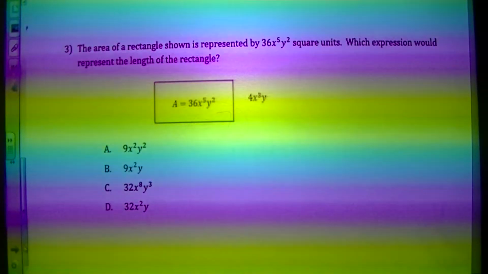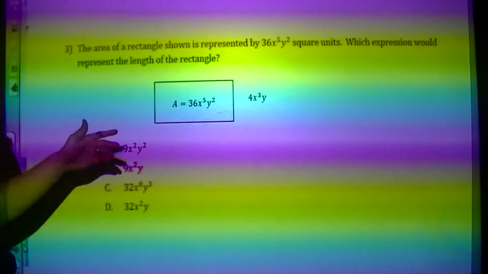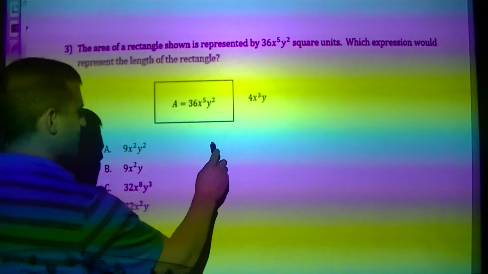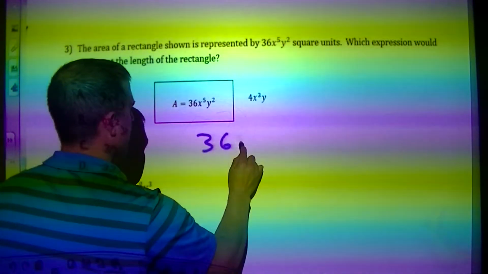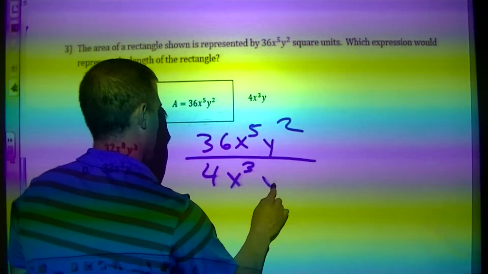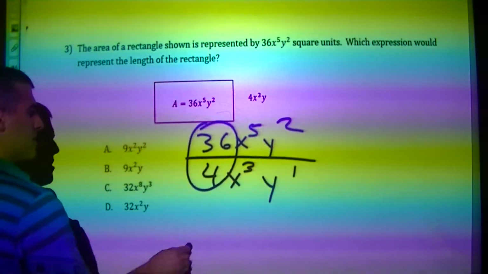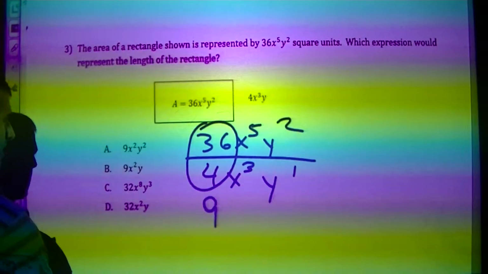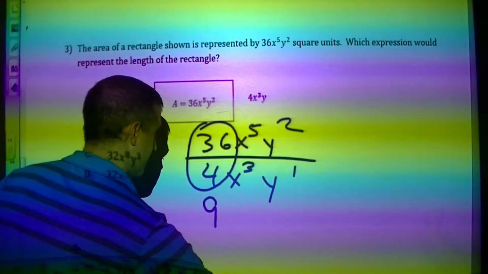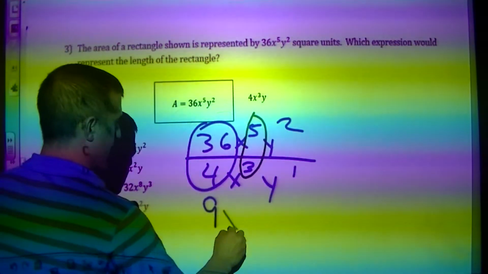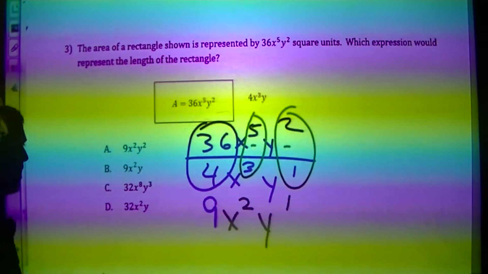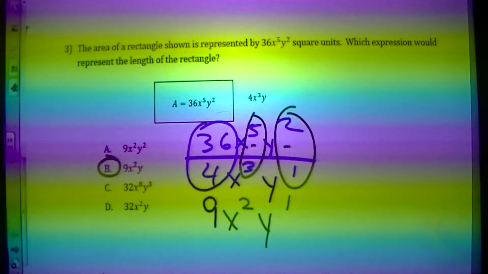The area of the rectangle is shown. What would represent the length? So what you're going to do here is very much like the boxes that we've had before. So you're going to have division. If you type those in, you're going to get 9. Like if you get that 36 over 4, let your calculator do the work. It tells you 9. You're going to subtract these, so it's going to be x2. Then I subtract those, it's going to be y1. And so that is going to end up being my answer.